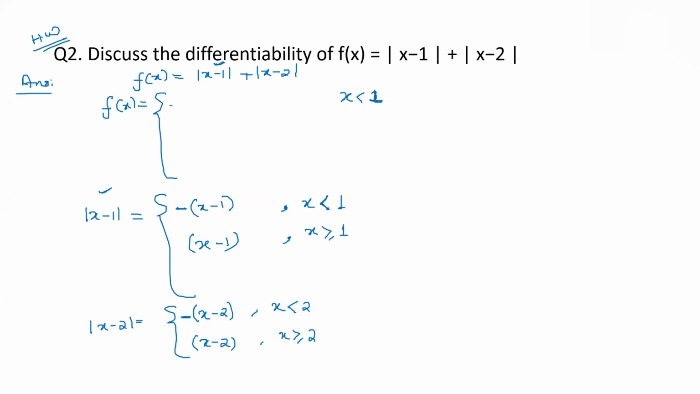So minus x minus 1, very good. And this one, Abdur, in place of this? Minus x minus 2. Very good, it is correct.